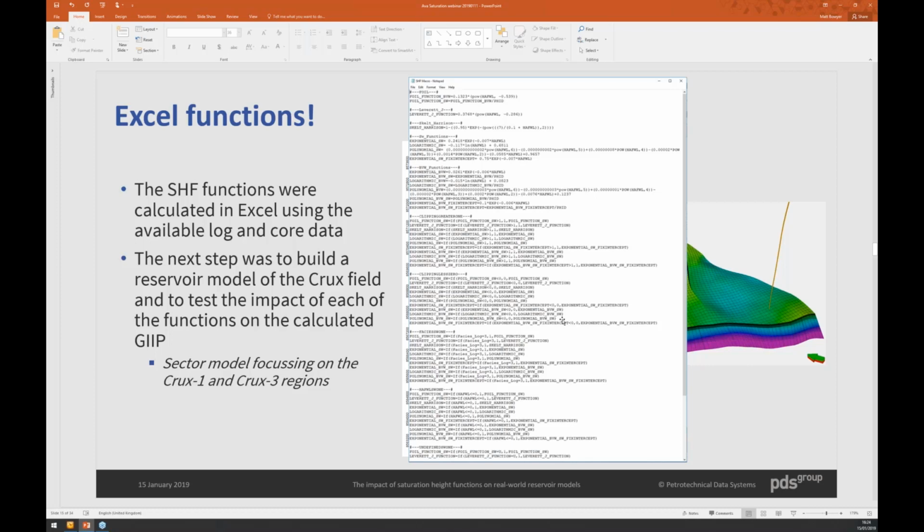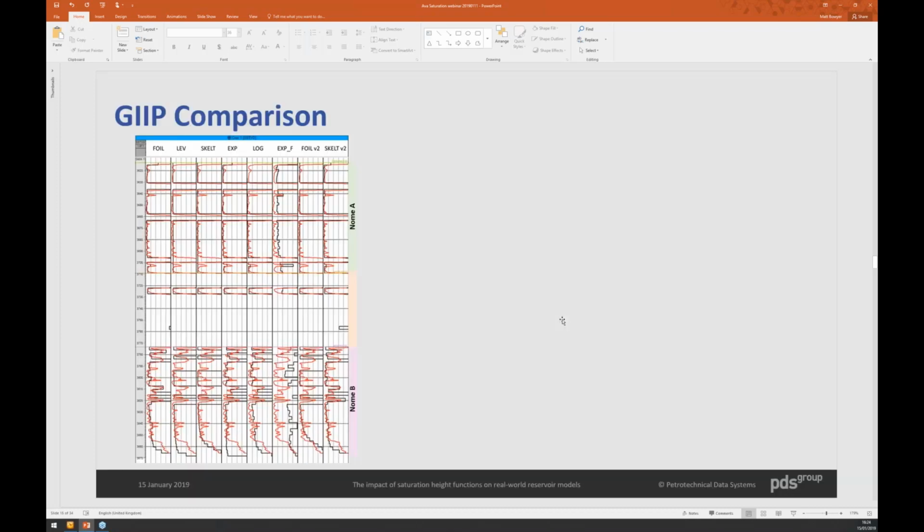So what does all this actually mean? Well, there are two ways in which we can QC what we've done. The title of the slide is instantly wrong. The first QC step is just to have a look at the predicted saturations versus the log-based saturations. What we've got here is just for well Crux 1, with the different methods shown along the top: the FOIL function, Leverett J, the Skelt-Harrison function, my exponential and log-based regressions from Excel. The exponential fixed is the third one in from the right, and then the version 2s of the FOIL and Skelt functions.